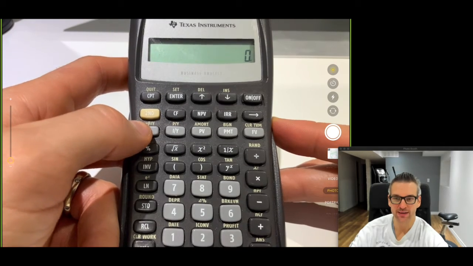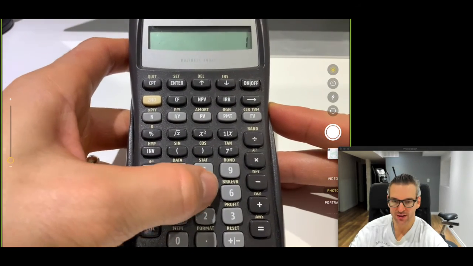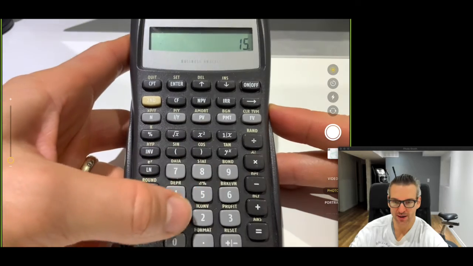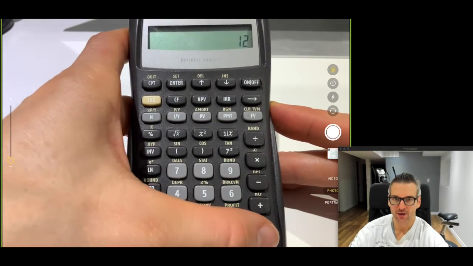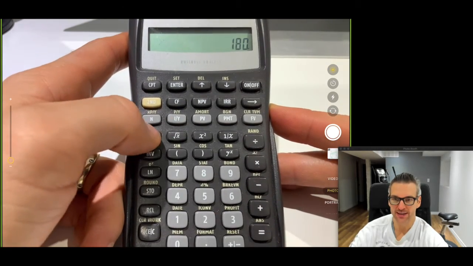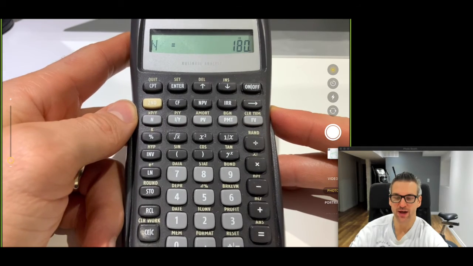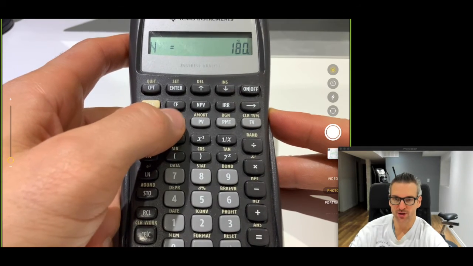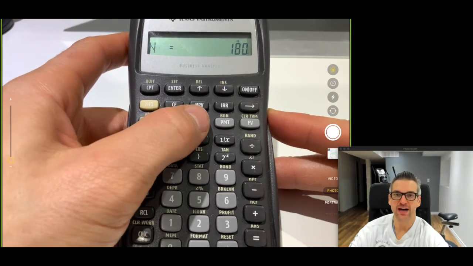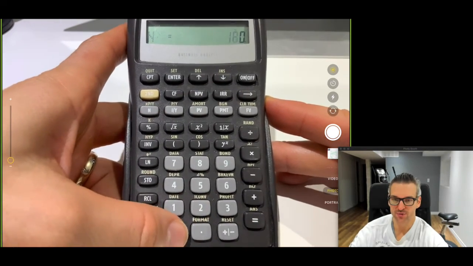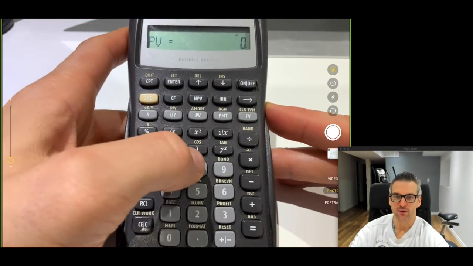And now let's put everything in. So we know N. So N was 15 years multiplied by 12. All right, so that is that. So that's N. So we know that. The interest we obviously are looking for. The present value, there is no present value here, so we're going to put 0. All right, so that's that.